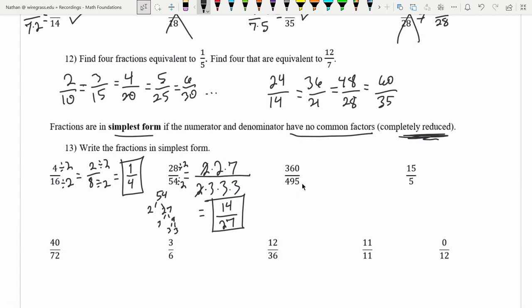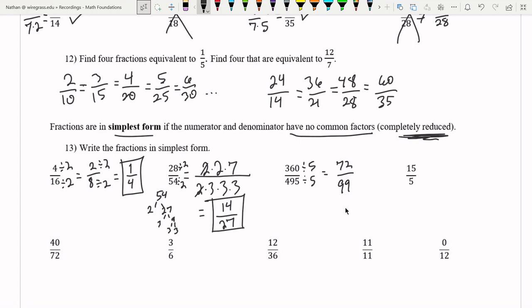Okay, these numbers are quite large. We could do the prime factorization of this and cancel a bunch of common factors. We can also take it in steps and divide by common things. I think it's easiest to take it into steps, because you can use a calculator to easily check. Both of these can be divided by 5. They both end in 0 and 5. So divided by 5 gives me 360 divided by 5, 72. And 495 divided by 5 is 99.